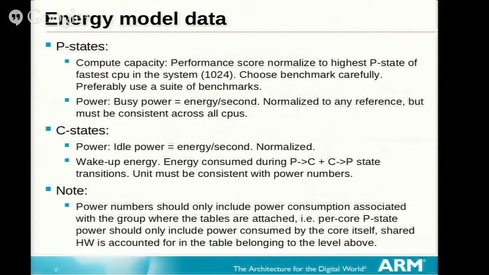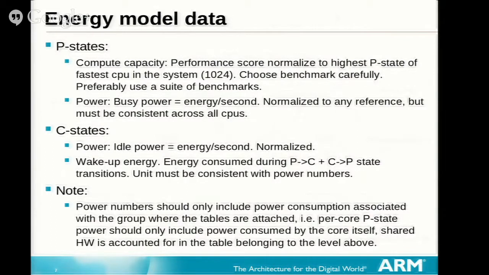So the information we need for the model is that for P states, we need to know the compute capacity at each P state. The reason why I put compute capacity and not frequency is that for big.LITTLE we have this microarchitectural difference. So to abstract that out so the scheduler doesn't have to worry about frequencies, we can just put a number in there representing the compute capacity where we already factored in the microarchitectural difference. And for each P state, we do also need to know what is the basic power, basically what is the energy per second we burn if the CPU is running at this particular P state.